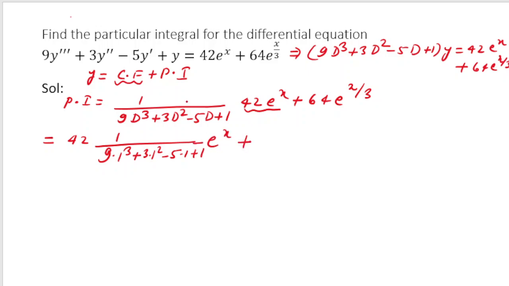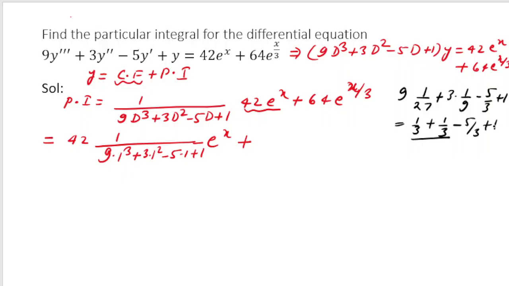But the problem here is that if you replace this D by 1 by 3, what is the coefficient of x here? It is 1 by 3. So you can just verify that if you replace D by 1 by 3, what you will get? You will get 9, D cube will become 1 by 27, plus 3, D square will become 1 by 9, minus 5 into 1 by 3, that is 5 by 3, plus 1. So what you will get? 9 by 27, that is 1 by 3, 3 by 9, so that is also 1 by 3, and minus 5 by 3 plus 1. So 1 by 3, 1 by 3, 2 by 3 plus 1 by 3, 5 by 3 minus 5 by 3 is equal to 0. So it means that in this case we can't directly do the substitution.